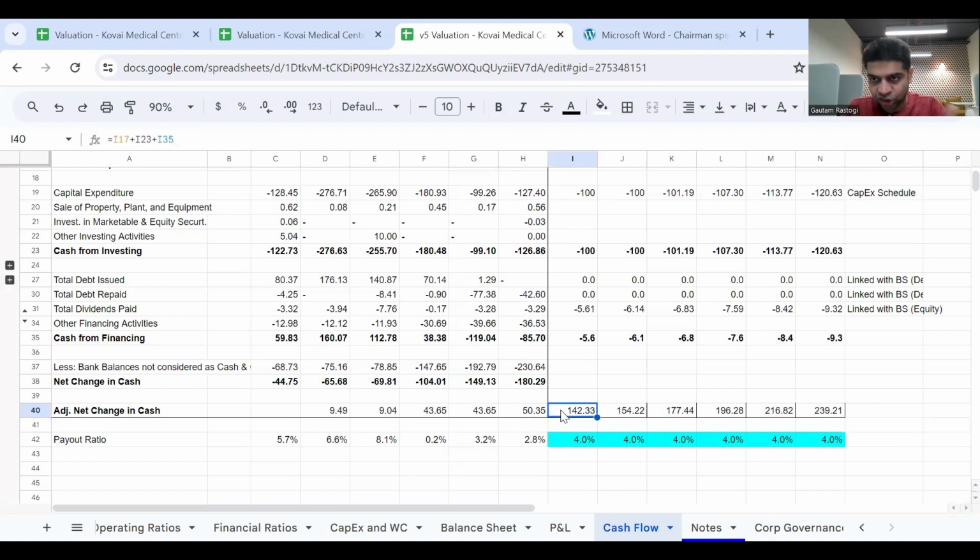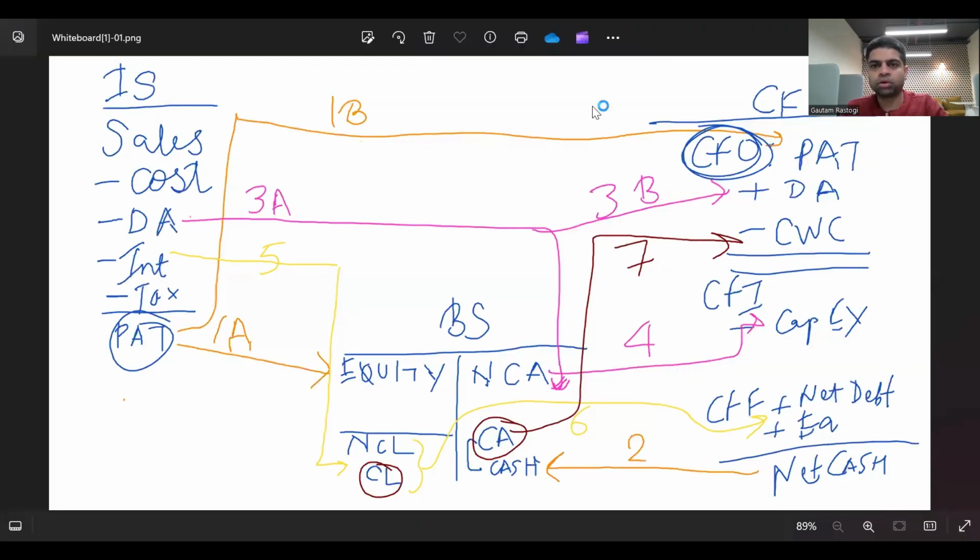Now this cash that we produced this year and every other year needs to be linked to the balance sheet. So let's go and link it. This should be linked with BS cash. And we link it. And what was the convention that we used? That was 2. All right. So this is the final one.